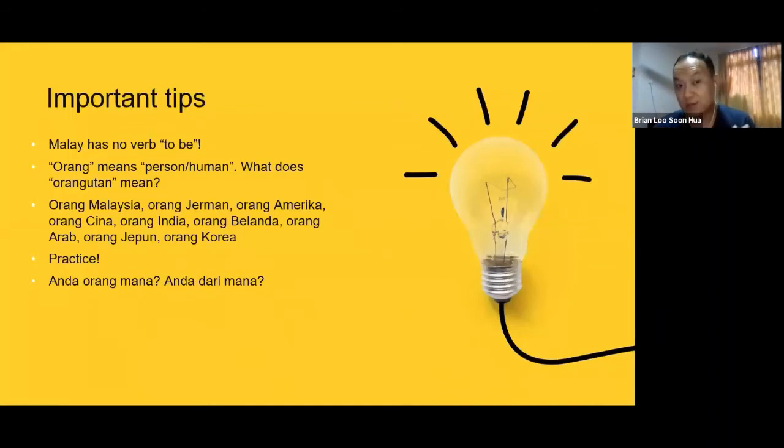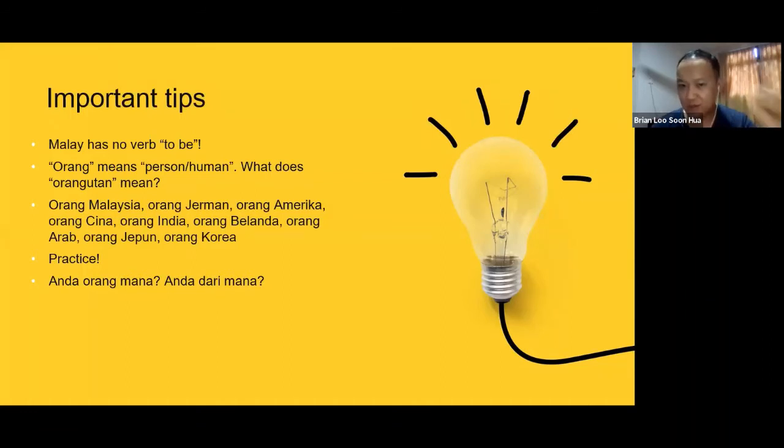So the word orang means person or human being. So orangutan, I told you, means the man of the jungle. Utan is jungle. So orang Malaysia is a Malaysian, orang German, orang America, orang China. China is China. Orang India, easy. Orang Belanda, Belanda is Dutch. Hollander, Belanda. I guess it became orang Arab, orang Jepun is Japan, Japanese, orang Korea.